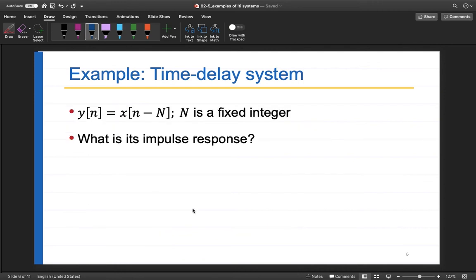Okay, let's look at the same example, the time delay system. What is the impulse response of this system? So how do you find out the impulse response? Impulse response means just my input is an impulse. That is it. x[n] is equal to delta of n. Then what will be my y[n]? My y[n] will be equal to simply delta of n minus capital N. And by definition, this is my h[n].